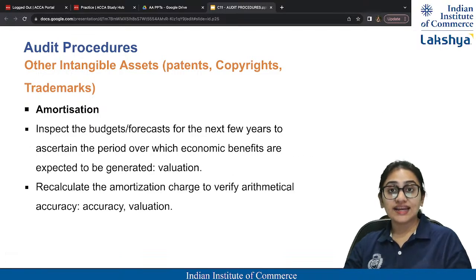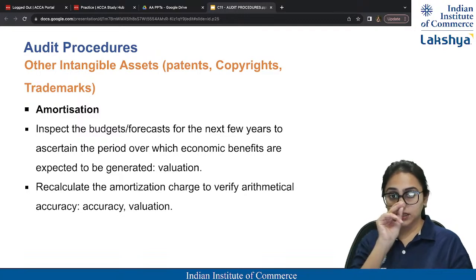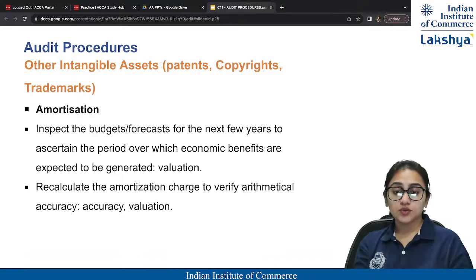Then, like tangible assets are depreciated, intangible assets are amortized. That is, after a few years the value becomes less. That is known as amortization. So for amortization, what will you do? Inspect the budget forecast for the next few years to ascertain the period over which the economic benefits are expected to be generated.